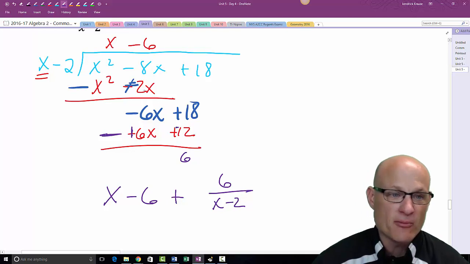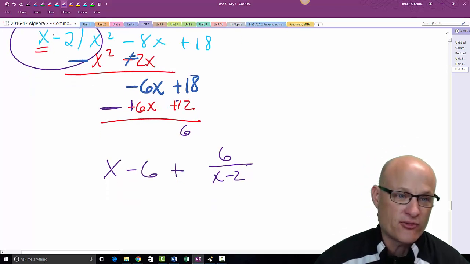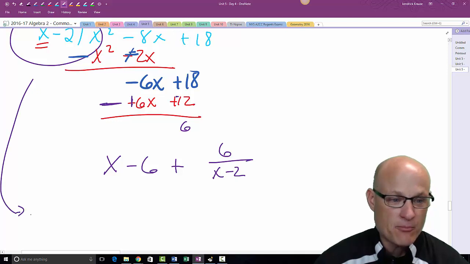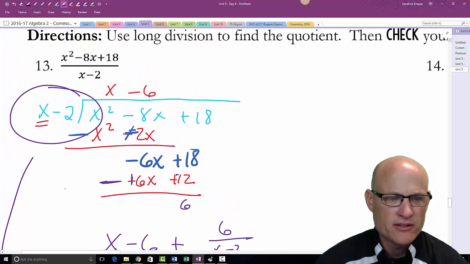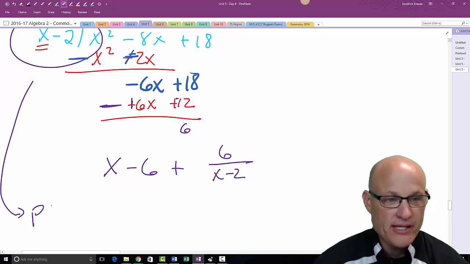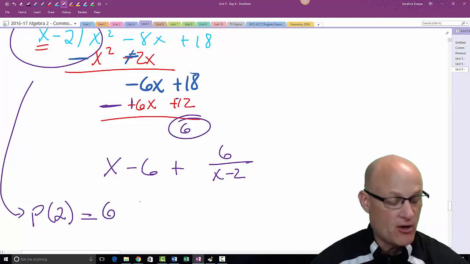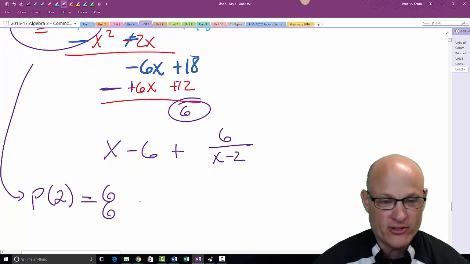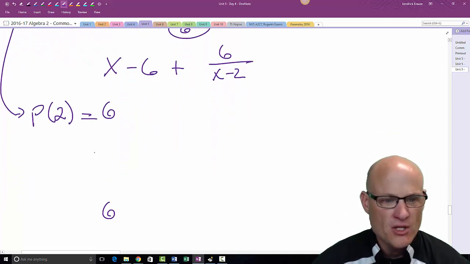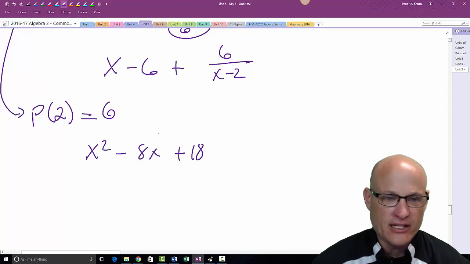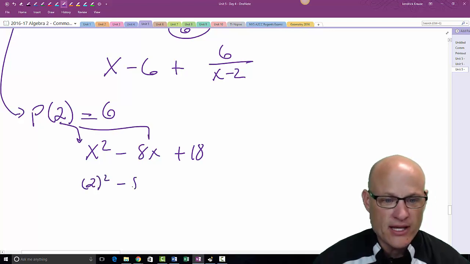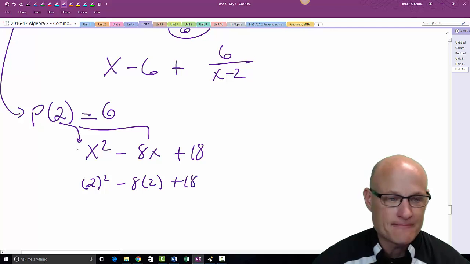Now, how do I check it using my remainder theorem? If this is my divisor, x minus 2, I need to verify that p, was it p? Didn't tell me. Whatever. I'm going to use p. P of 2 is equal to the remainder that we got, which was 6. I got to verify that p of 2 is equal to 6. Now, because I said show using the remainder theorem, you have to actually show the work. So we're going to take this function, x squared minus 8x plus 18, and we're going to plug in 2. So 2 squared minus 8 times 2 plus 18.